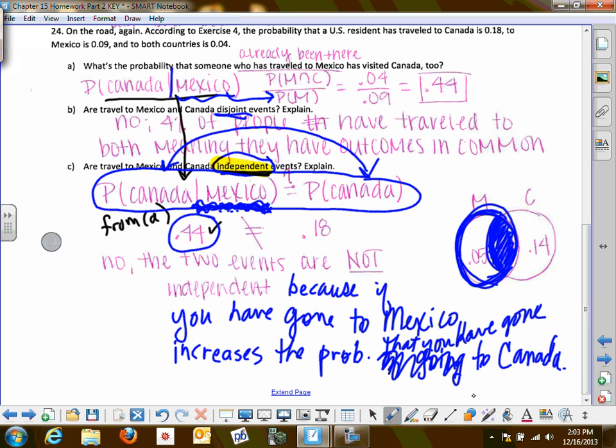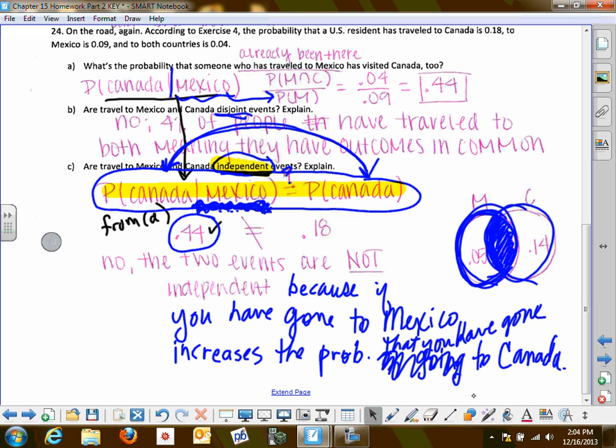you should be writing a formula out. You should be writing something along these lines, where it's a question and you are seeing if those sides are equal to each other. In this case, given that you have gone to Mexico, what's the probability that you've gone to Canada? I did that in that order since part A was already done, and that's a 44% chance. But the probability of Canada overall is this Canada circle, and that was just 18%.